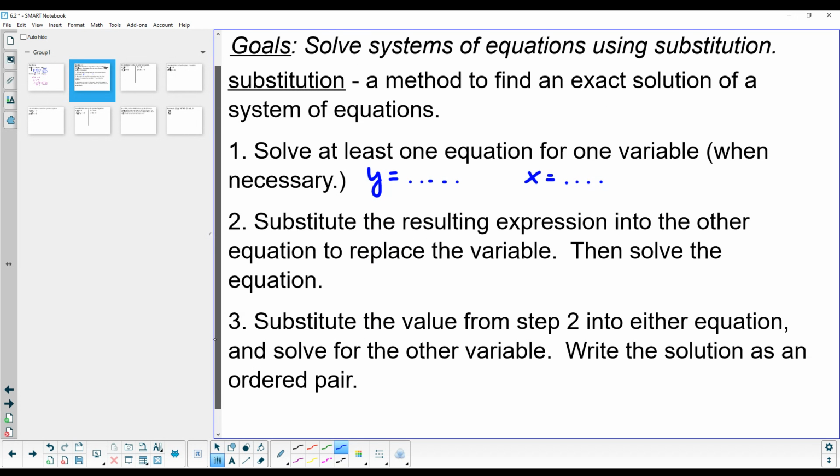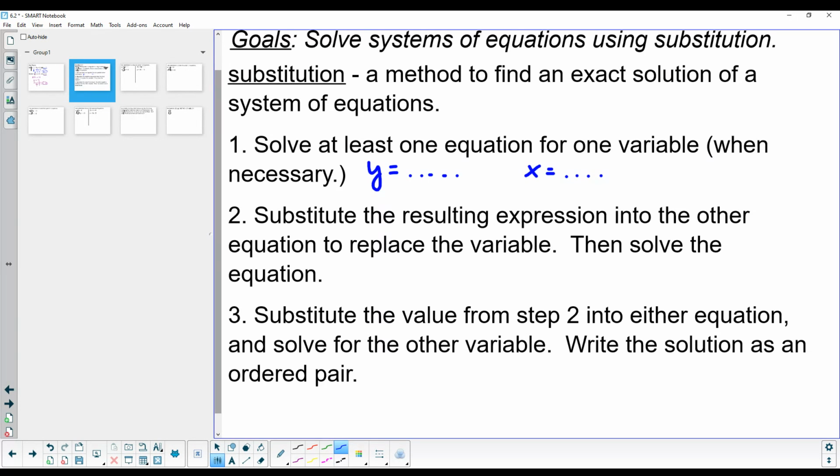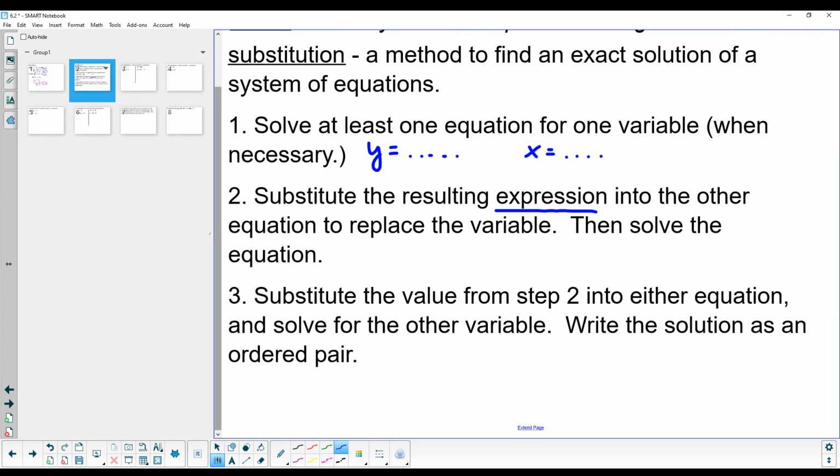Now we are going to substitute the resulting expression into the other equation. This is basically what we're doing in the warm-up. We're substituting in a number for a variable; now we're going to be substituting in an expression for the variable. And then we're going to be able to solve. Instead of having x and y in the same equation, it's just going to leave us with one variable. Once we have one of our values, we can sub that into our equation and solve for the other variable. So we're still going to get an ordered pair x, y as our answer. It's just a different way to go about getting x and y.